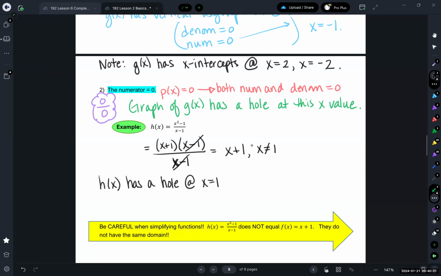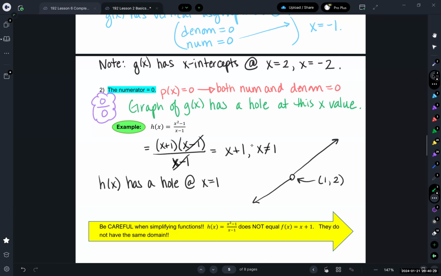So essentially, this h of x function looks just like the line x plus 1, only there is going to be a hole here at x equals 1. In fact, I could plug that into x plus 1, I would get 2. So there is a hole at this point, (1, 2), for our h of x function.